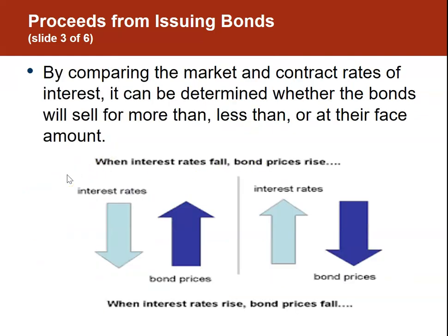And to illustrate that a little bit here, when we compare the market rate of interest and the contract rate of interest, what we find is this. It says here, when interest rates fall, bond prices rise. Okay? And I want you to think about why this would be true. The interest rate in the market is going down. Well, what that means is that our bond has a higher interest rate than what the market is paying. So if you buy our bond, you're getting a really good deal, so we can sell you the bond for more. Bond prices go up.